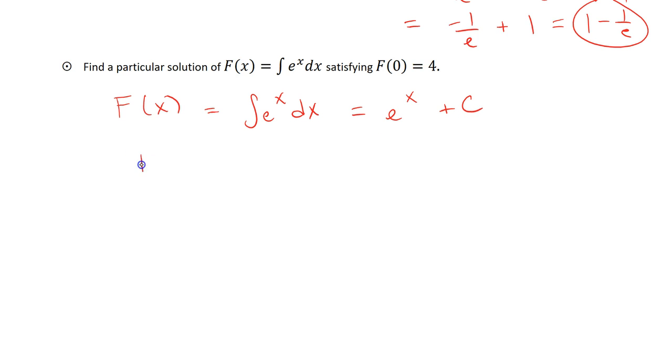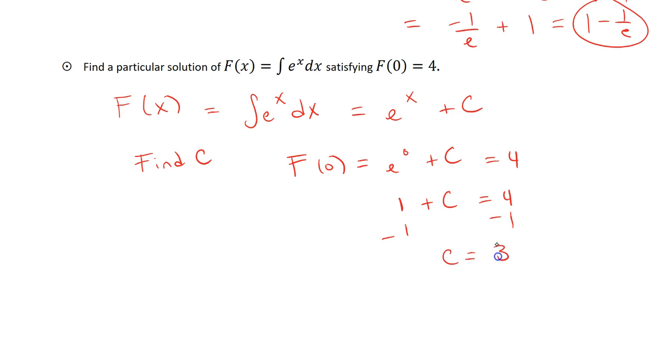So I need to find c. I know that f of 0, which is e to the 0 plus c, is equal to 4. E to the 0, anything raised to the 0 is 1, so 1 plus c is 4. And if I subtract 1, I get that c is equal to 3. So that tells me that f of x would be e to the x plus 3.